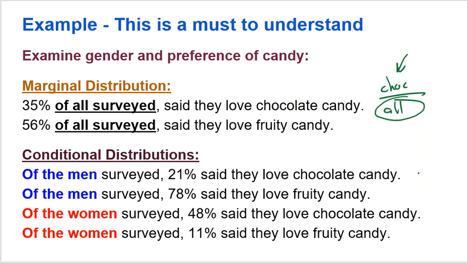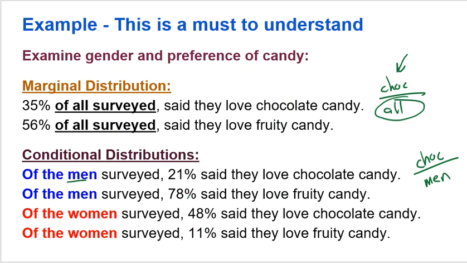But now down here, conditionally, I said, well, hold on a second. I only want to look at the men. So now the condition says you're only allowed to divide by the men. You're only looking at the total men. Now, we're still looking at chocolate, but we're only looking at chocolate amongst the men. So we're really conditioning ourselves there. And we found out that 21% of men like chocolate. And then again, I also did fruity, 78% of men like fruity candy.